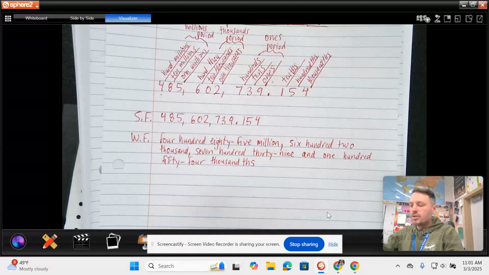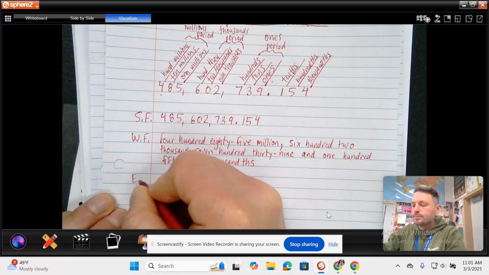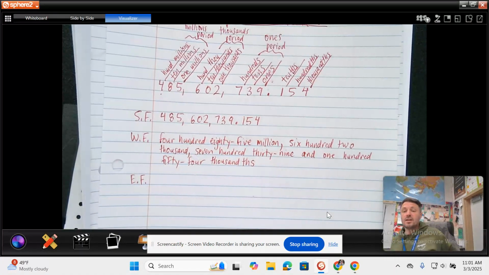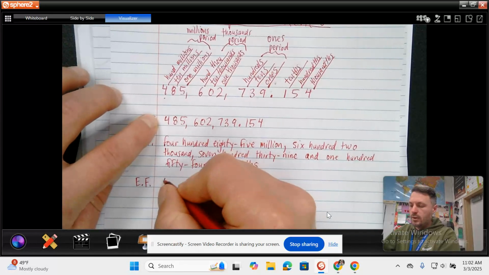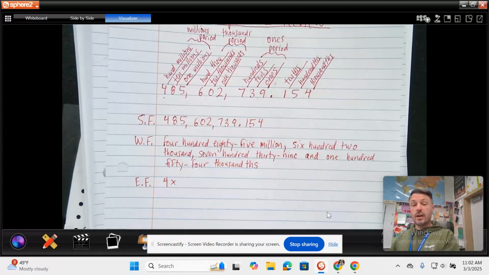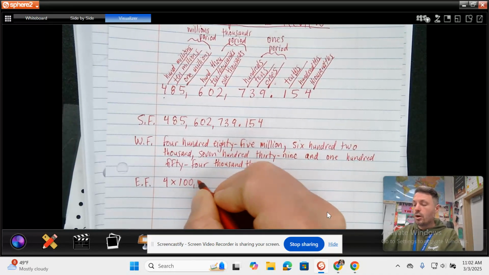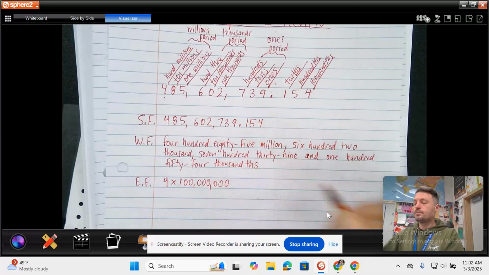Okay, moving on to expanded form. This is where we write the value of each digit. The way we do that is we take each digit moving from the left to the right and we multiply each digit by its place value position before adding it to the next digit, again moving from the left to the right, multiplied by its place value position. So we start with the number 4. We multiply 4 by its place value position. That 4 is in the 100 millions place, so we multiply 4 by 100 million.